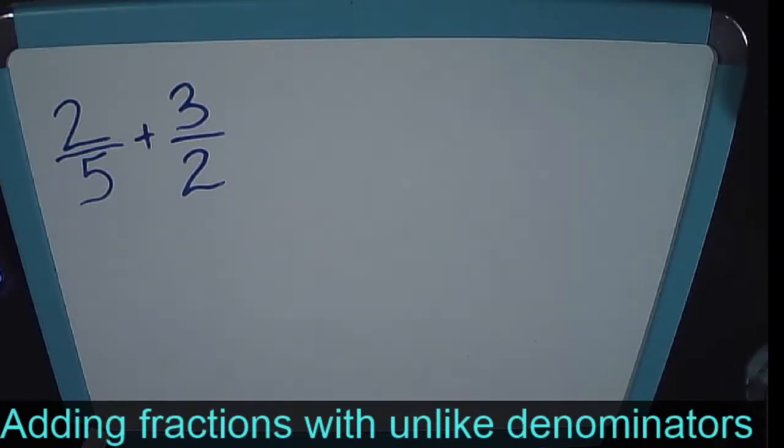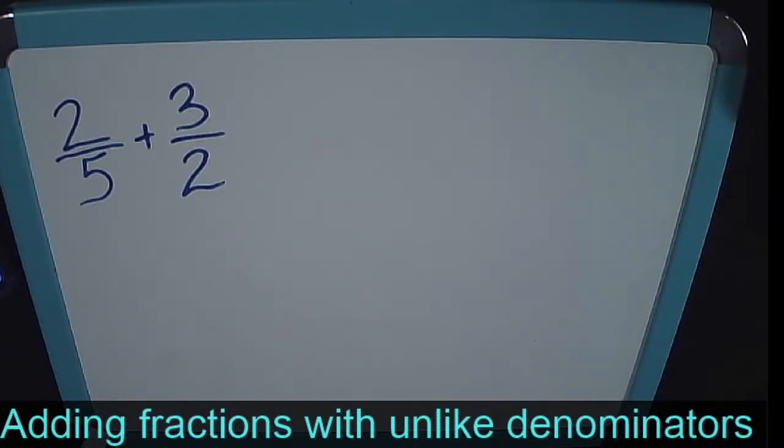So one of the things that I was helping one of my students with was adding fractions with unlike denominators. This topic is very frustrating for some of them, and it's not that difficult. When you're adding or subtracting fractions, in order to add or subtract them, they must have the same denominator. You cannot add or subtract a fraction if their denominators are not the same.